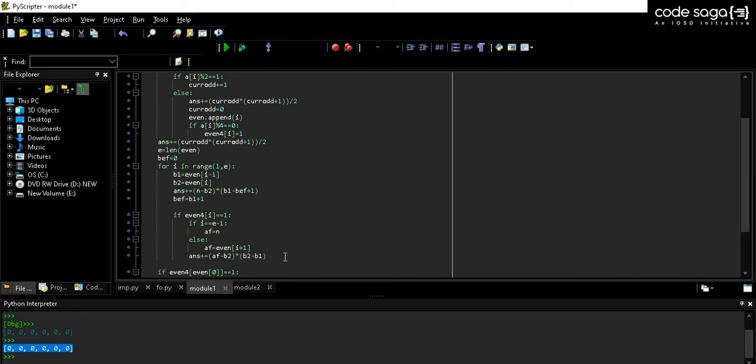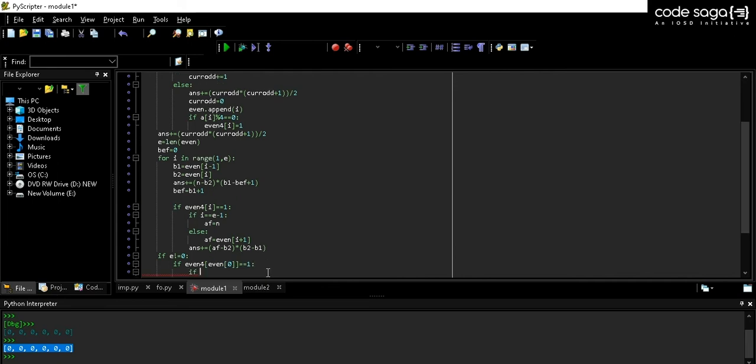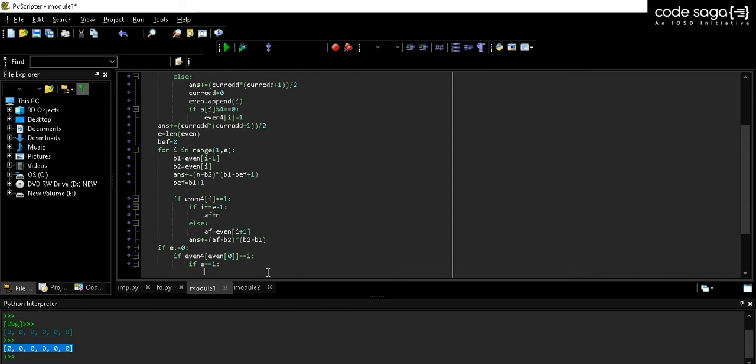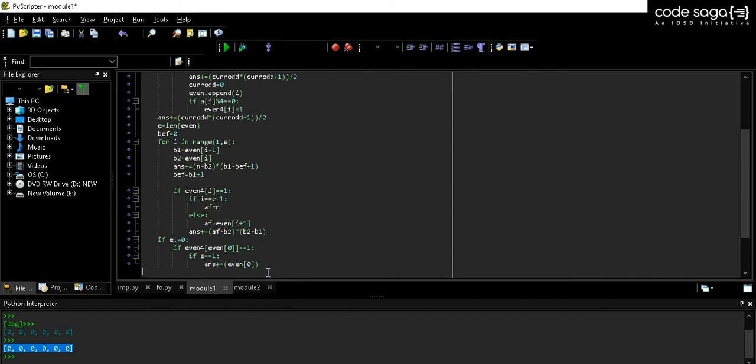Before that we also have to put in another condition, if e is not equal to 0, that is, it does not have 0 even elements, because then this would give a runtime error, as even[0] would not exist. Now that we have put this condition, if e equal to 1, that is, it has only one even element, then answer will be even[0] plus 1, because b ef here will always be 0. We'll always take it from the 0th element till the last element, because there is no other element here. That will be the number of elements after it plus 1, and that will be the number of elements before it plus 1.